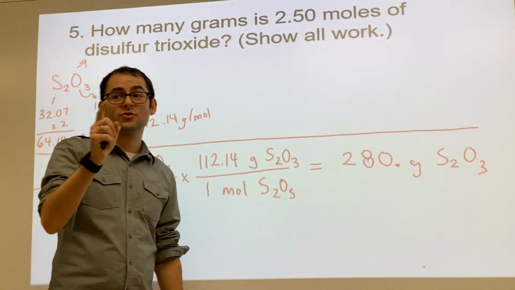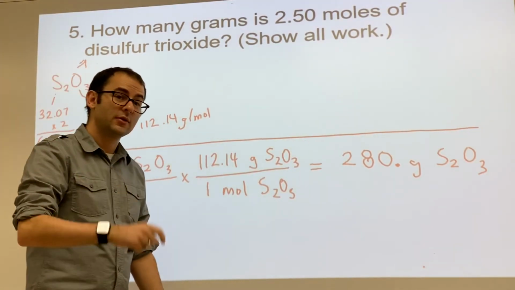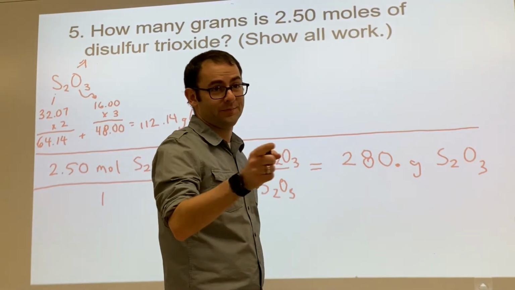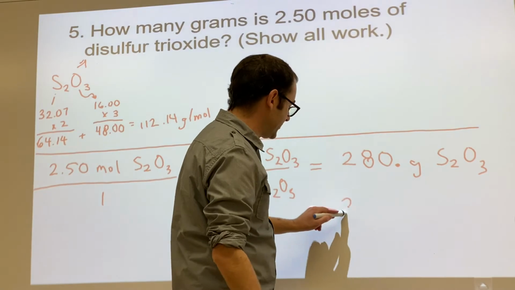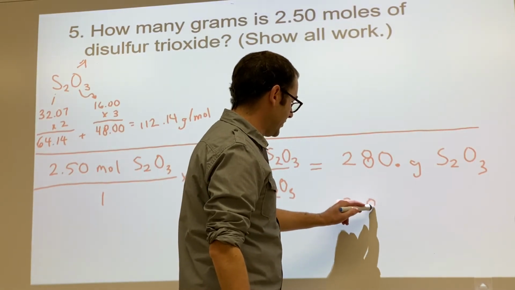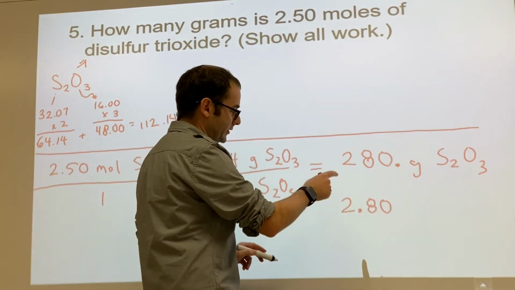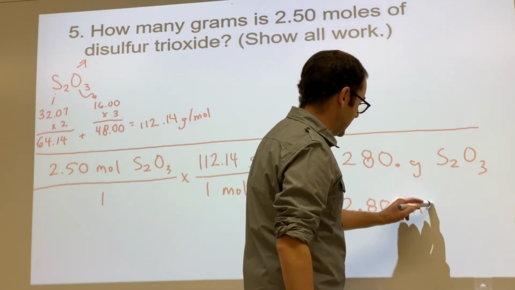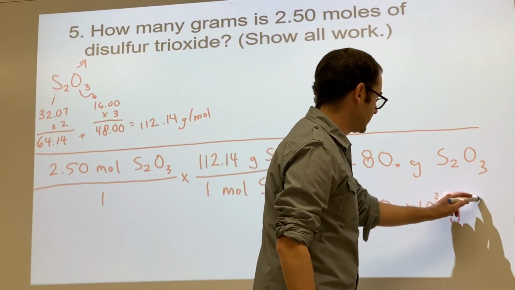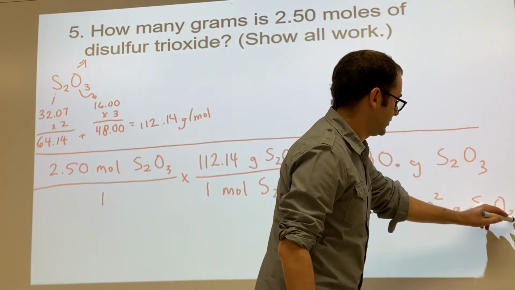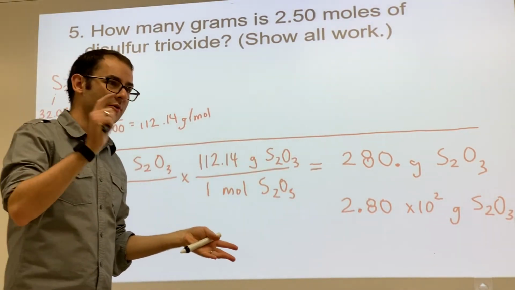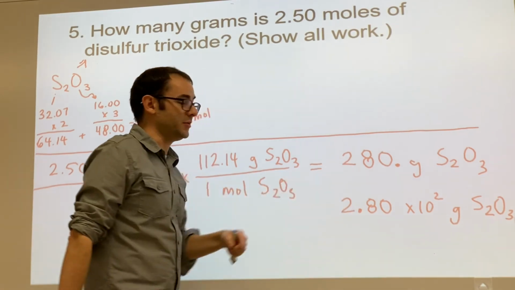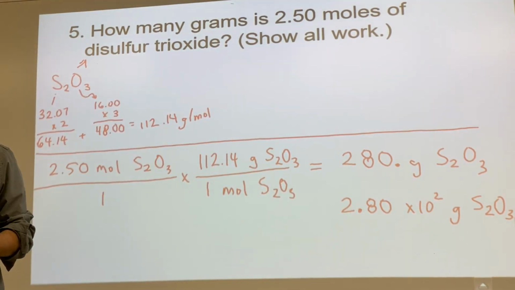There is something else you could use though. Scientific notation. If you're going to use scientific notation, you have to use the correct format, which would be 2.80 times 10 to the second grams. Which would be fine. Either of those would be fine. Obviously, go with the easier one. It's going to be that one. All right. Any questions with that?